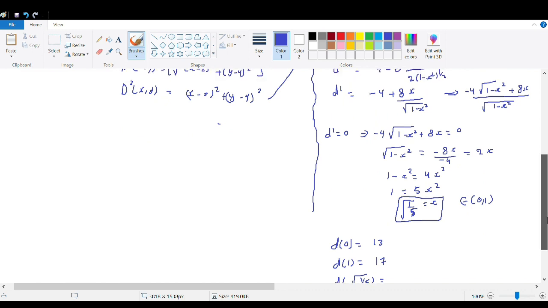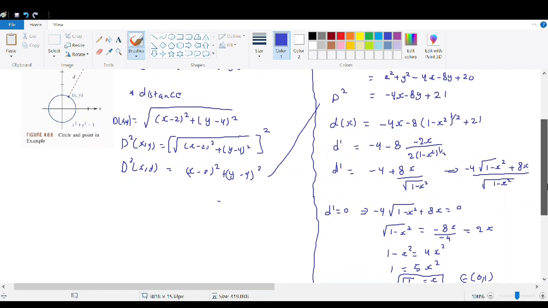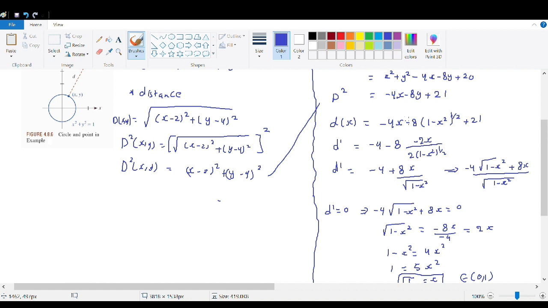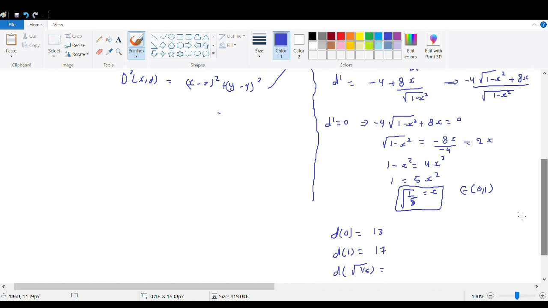If we replace x by root of 1 over 5, it will be minus 4 multiplied by root of 1 over 5, minus 8 multiplied by 1 minus 1 over 5 to the power half, plus 21. This will be approximately equal to 12.01. Since we want the closest distance, that means we need the minimum point. Here 13, here 17, here 12.01.